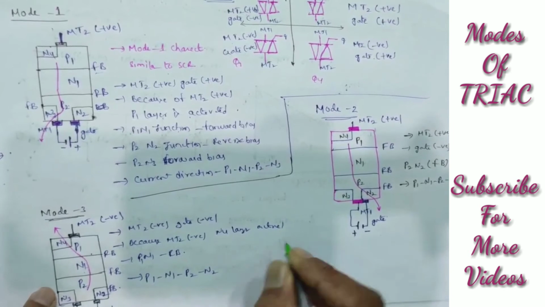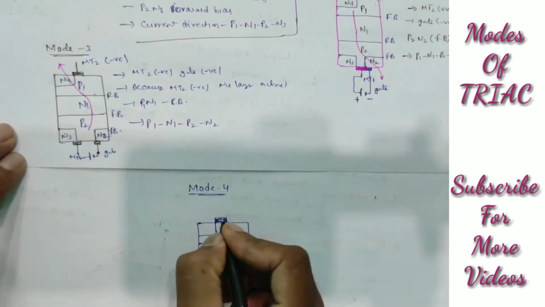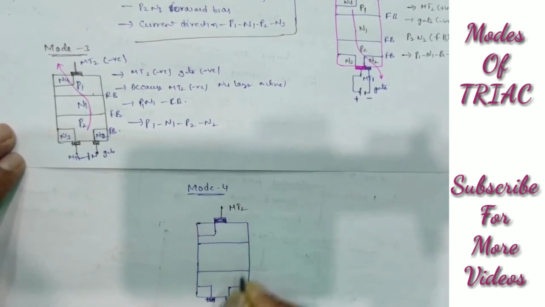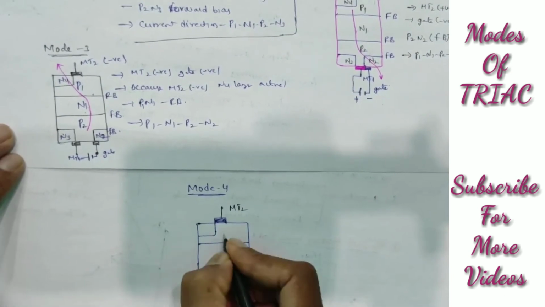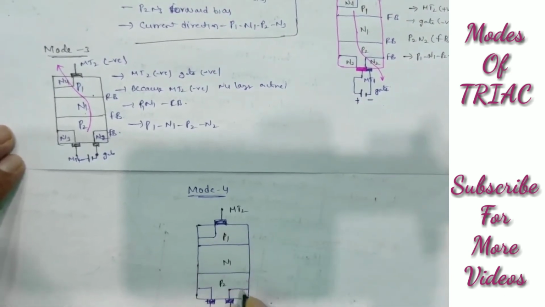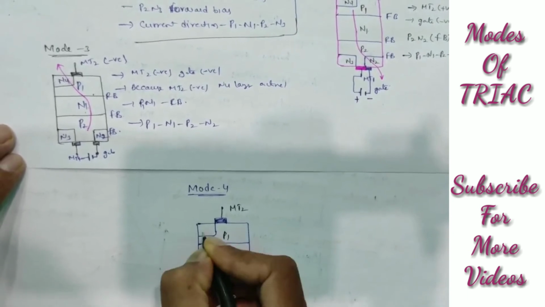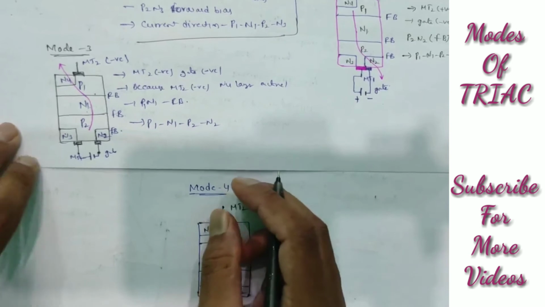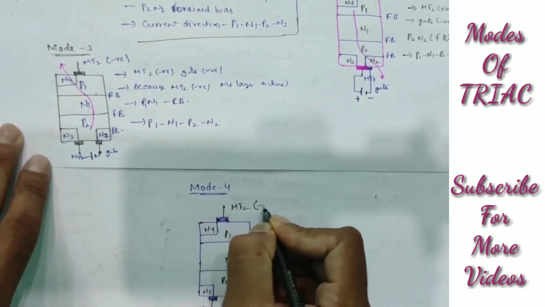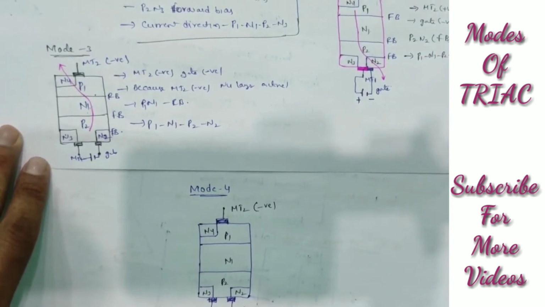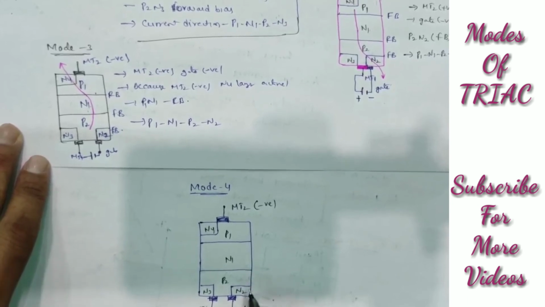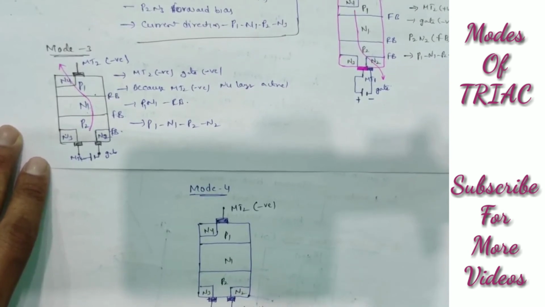Then mode 4. This is MT2, here MT1 and it is the gate. P1, N1, P2, N2, N3 and N4. In mode 4, what we said, MT2 is negative and gate is positive. That is, the gate terminal is connected to the positive, whereas MT1 is also negative. Gate is positive.